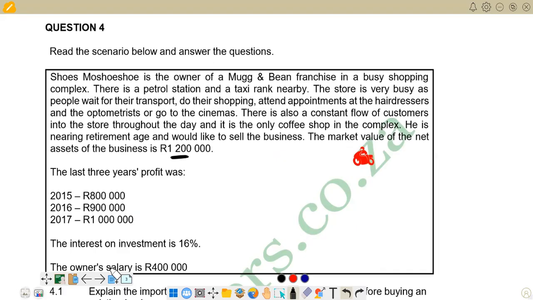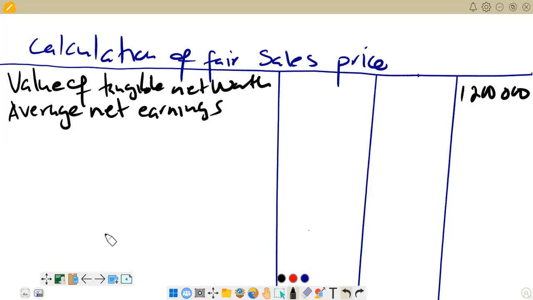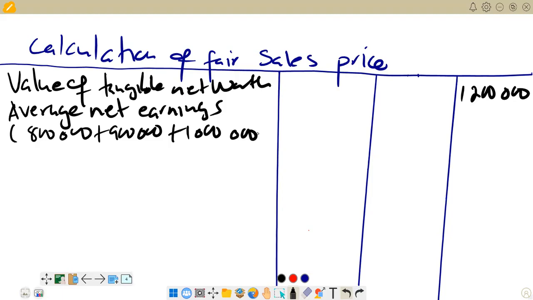So we come to the answer section. In brackets, we just summarize the working: 800,000, we add 900,000, then we add our 1 million. The total that we get there, we divide by 3. If you calculate that correctly, we are going to get 900,000, and that answer we put in the middle column.